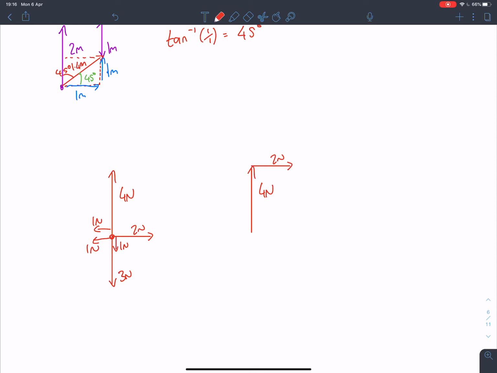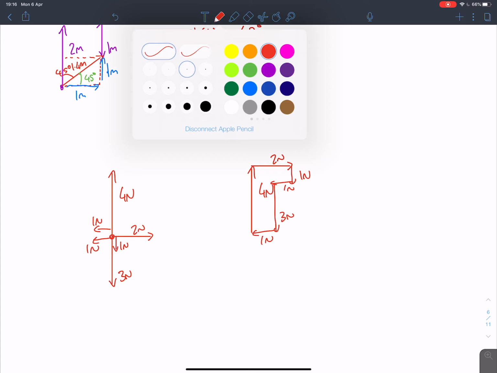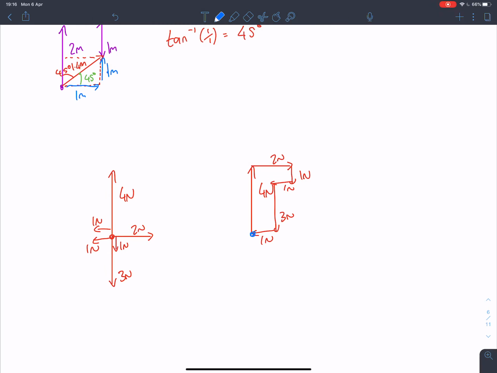Let's just draw that one on. 1 Newton arrow acting down. We've got a 1 Newton arrow acting to the left. We've got a 3 Newton arrow acting down. And we've got a 1 Newton arrow acting to the left. Okay, so I've made my vector polygon here, where I've put all those forces top to tail, and what do we notice? Well, I started at this corner here. When I put all those vectors in, what you'll notice is that I finish at exactly the same point.